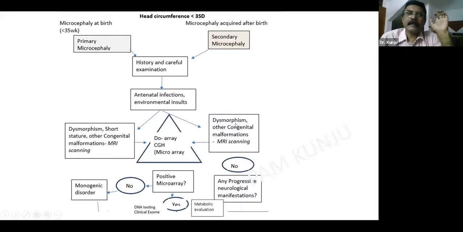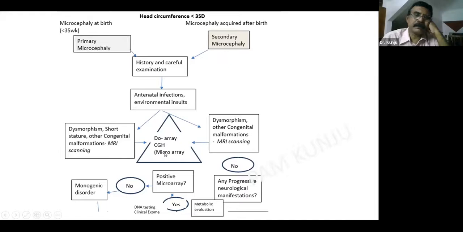And whether there is any dysmorphism or congenital malformations, and we go for an MRI. So if the MRI is abnormal, then look for whether it is progressive or normal. Then we may have to look for a progressive neurological manifestation. I'll be coming to these things later.